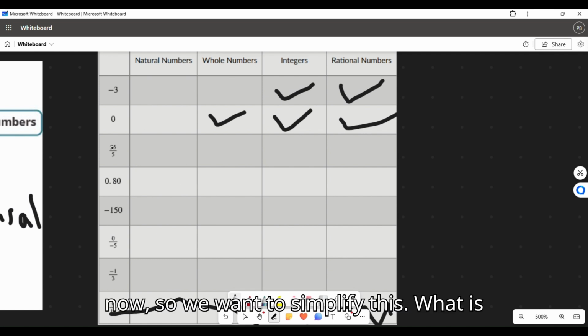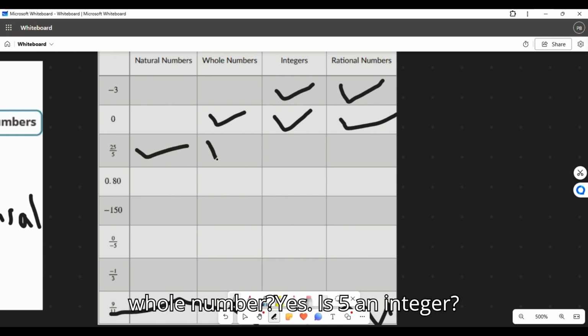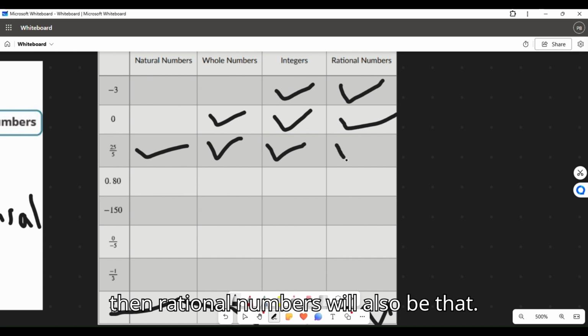Okay, so we have 25 over 5 now. We want to simplify this. What is 25 divided by 5? 5. So is 5 a natural number? Yes. Is 5 a whole number? Yes. Is 5 an integer? Also yes. So if these are true, then rational numbers will also be true.